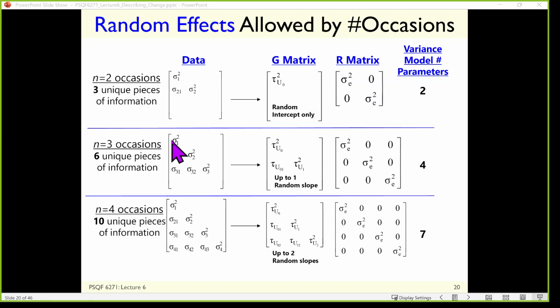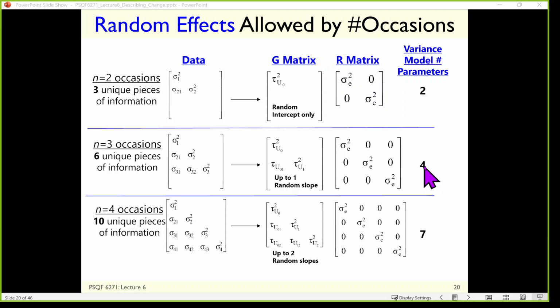If I have 3 occasions, then I have 3 variances and 3 covariances going into the problem. Now I have room to estimate both a random intercept variance and a random linear slope variance, or one kind of slope at least, it doesn't have to be linear, and a covariance and the residual variance, for 4 parameters in total.